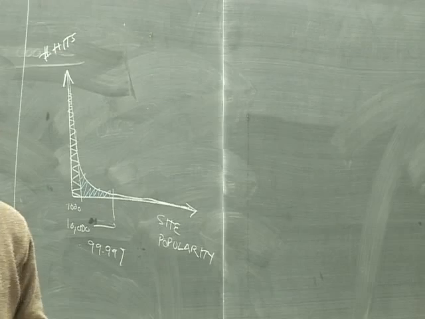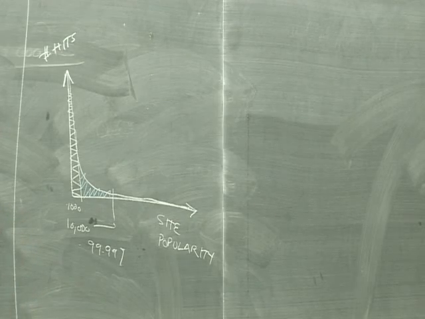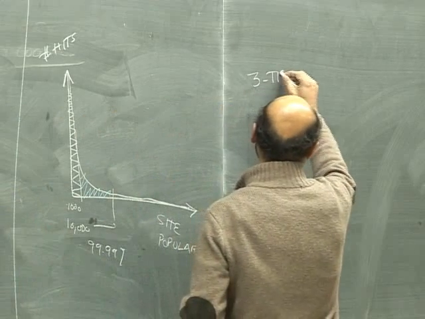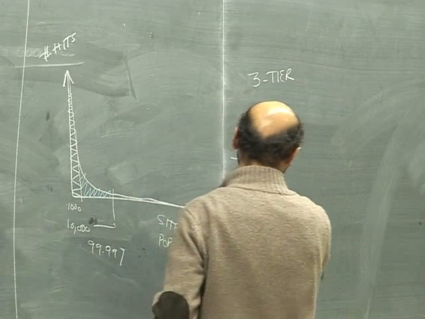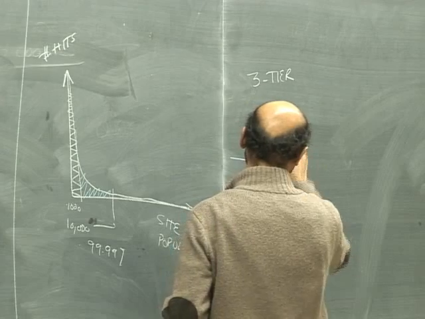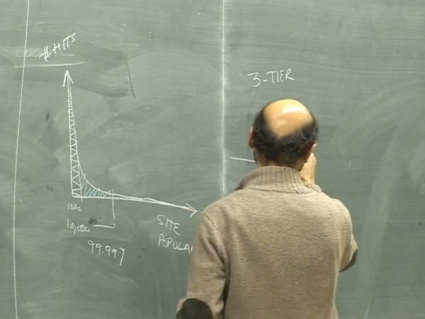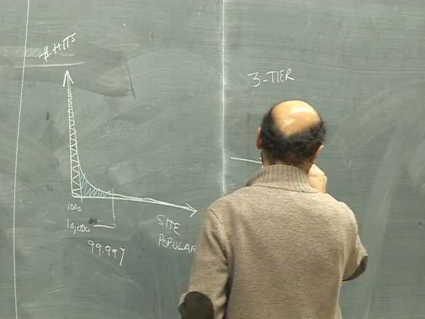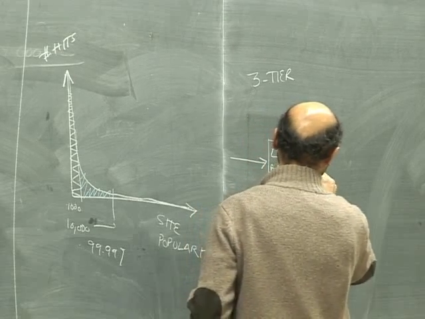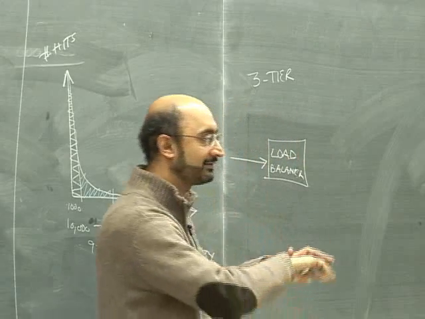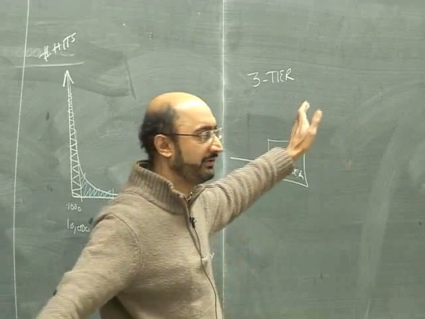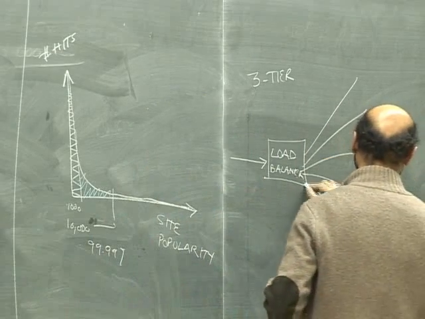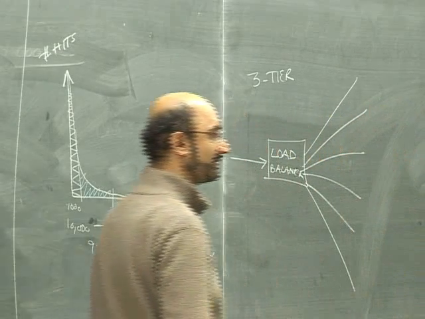So the architecture is completely different, right? The way the top gets architected is what's called a 3-tier architecture. The way it works is that when you get a request, it goes into what's called a load balancer. What a load balancer does is take the load and spread it across a bunch of backends, because no single server can deal with 13,000 requests a second.